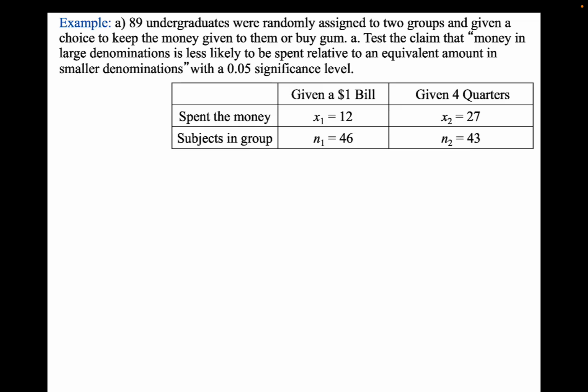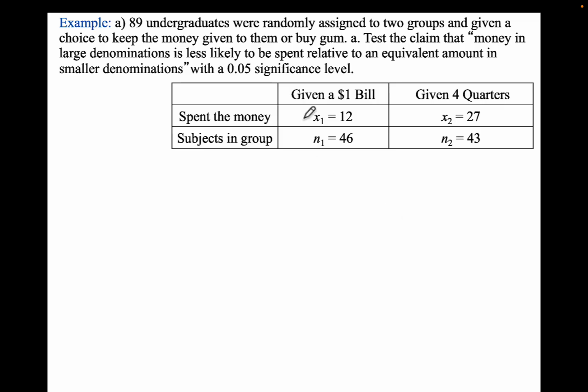All right, let's try one. Example A. 89 undergraduates were randomly assigned to 2 groups and given a choice to keep the money or they could buy gum with that money. Part A wants us to test the claim that money in larger denominations is less likely to be spent relative to an equivalent amount of money, but in smaller denominations. They want us to test that with the 0.05 significance level.